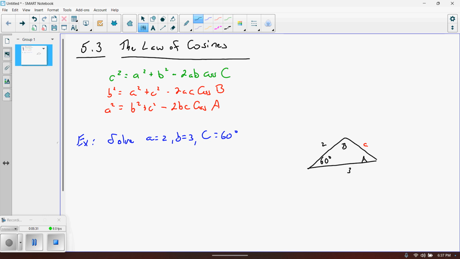So we can use the law of cosines in this case to find side C first. And if we do that, that is literally the top equation. We are solving for side C, which means that we need a squared, which in this case is 4, plus b squared, which in this case is 9, minus 2 times a times b, so 2 times 2 times 3, times the cosine of the angle in between those, which is 60 degrees.